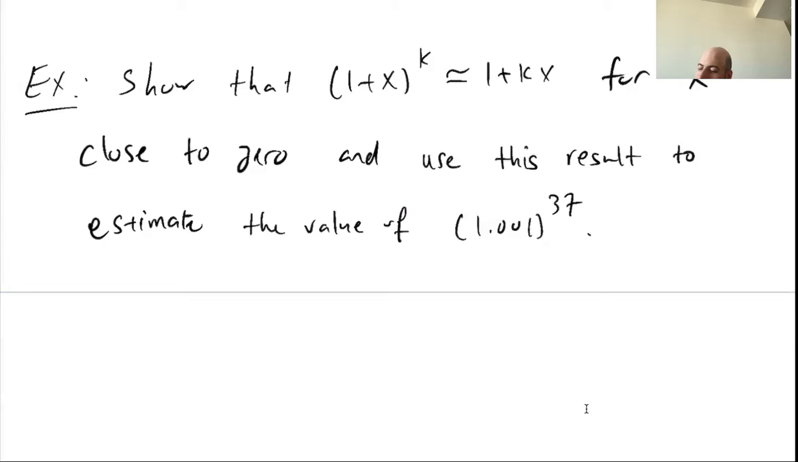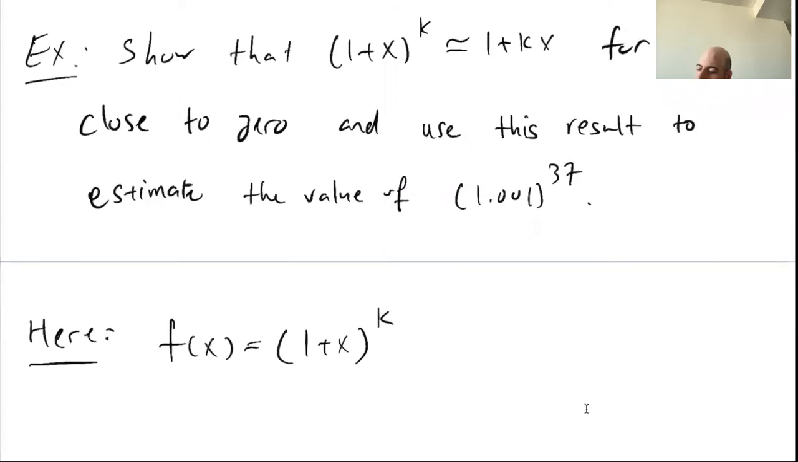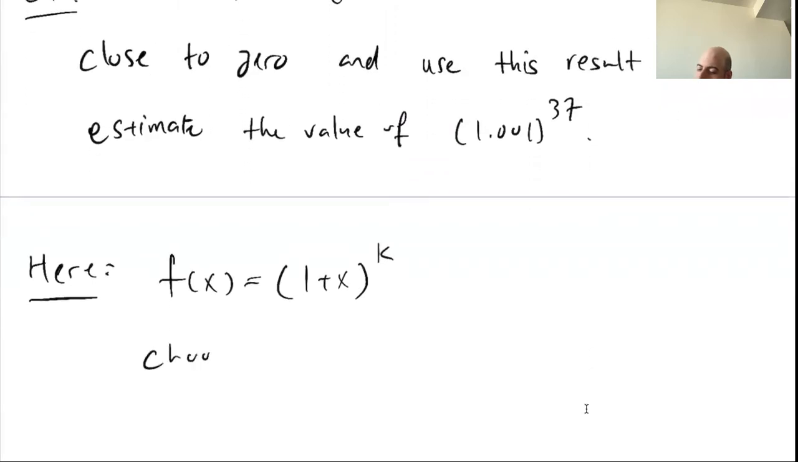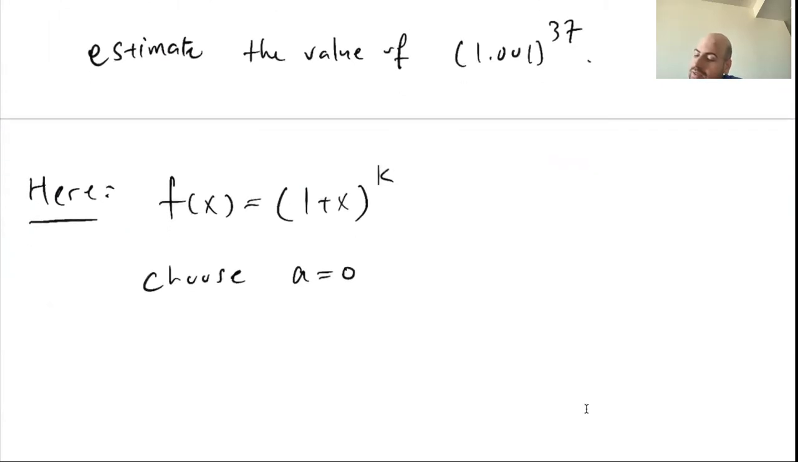Okay, so here, what is f of x? Here, f of x is 1 plus x to power k. And x is close to 0, so we can choose a equals 0. Then what can we say? Then we can say that f of x is almost equal to f of a plus f prime of a times x minus a.